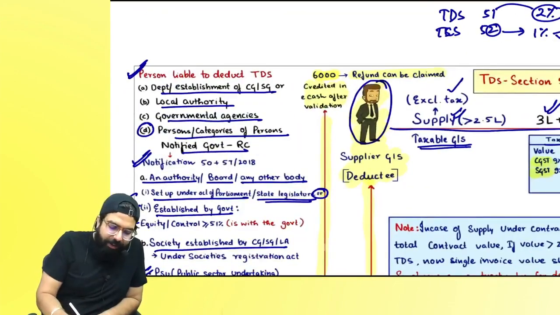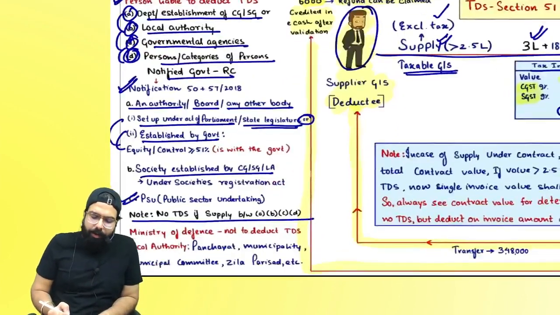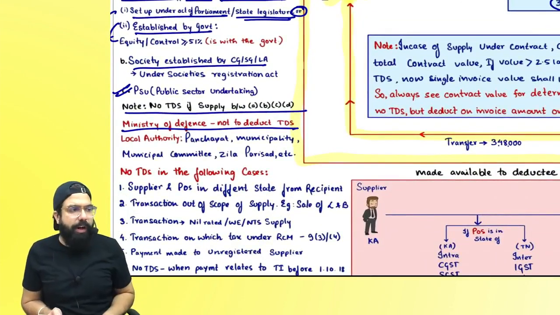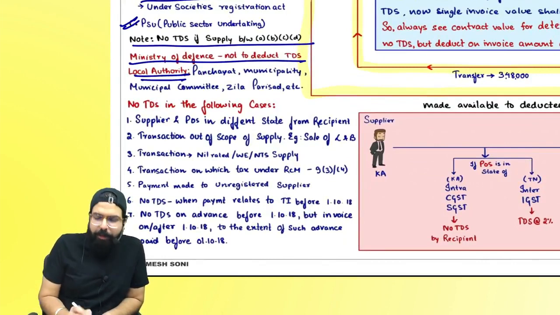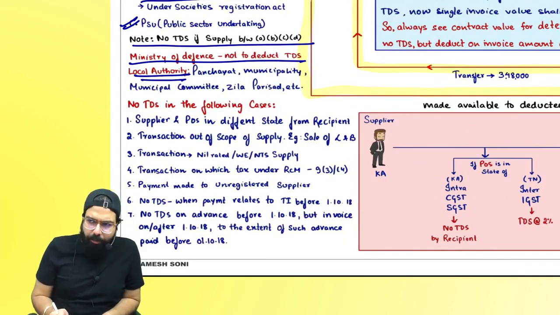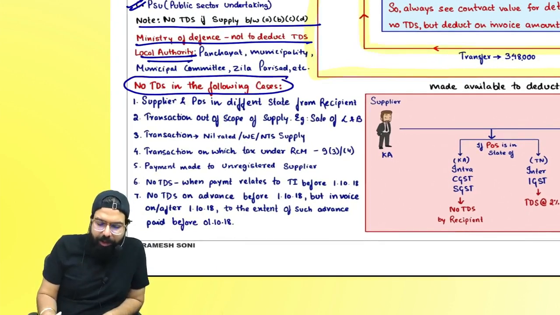Always remember one thing: if A, B, C, D category are supplying among each other, then TDS provisions are not applicable. Ministry of Defence is a Central Government department, but they will also not deduct TDS. Local authority always means Panchayat, municipality, Zila Parishad; all these are known as local authority. Always remember one thing, no TDS.